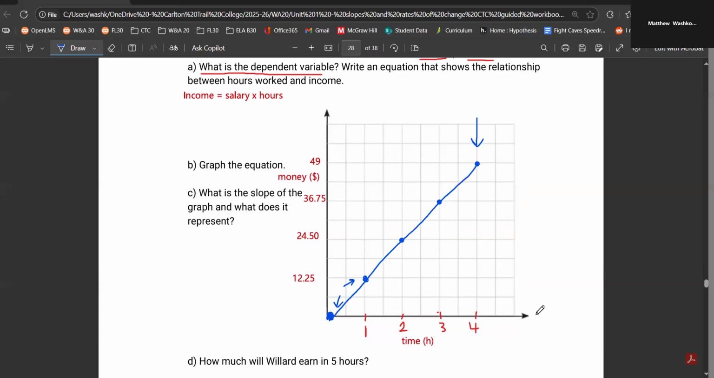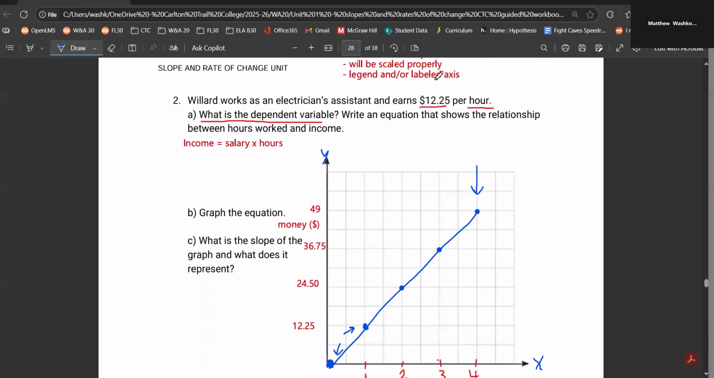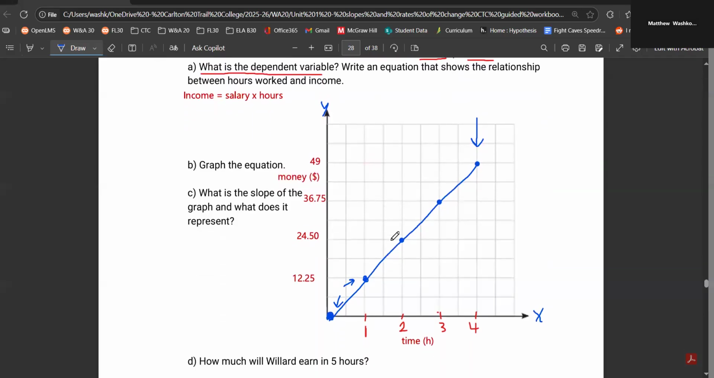Right? So let's see. Are my axes labeled? They're labeled, but I should still put an X and a Y here. Am I using up most of the space? Yes. Is it scaled properly? Yes. We'll talk about scale more as we go on throughout the class. This was an easier example for that.